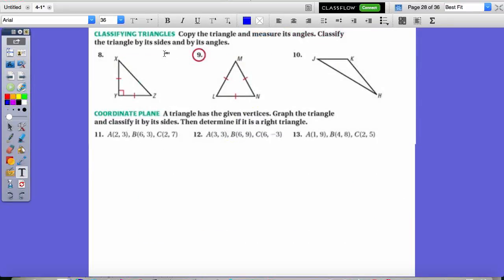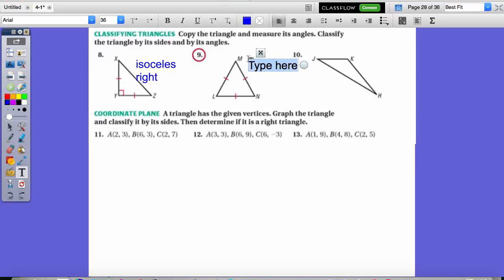So now it says copy the triangle and classify it by its sides and its angles. So its sides are scalene, isosceles, or equilateral. This has two sides that are the same, so it's isosceles. And then when we talk about its angles, that's either right, acute, or obtuse. It's a right triangle because one angle is right.